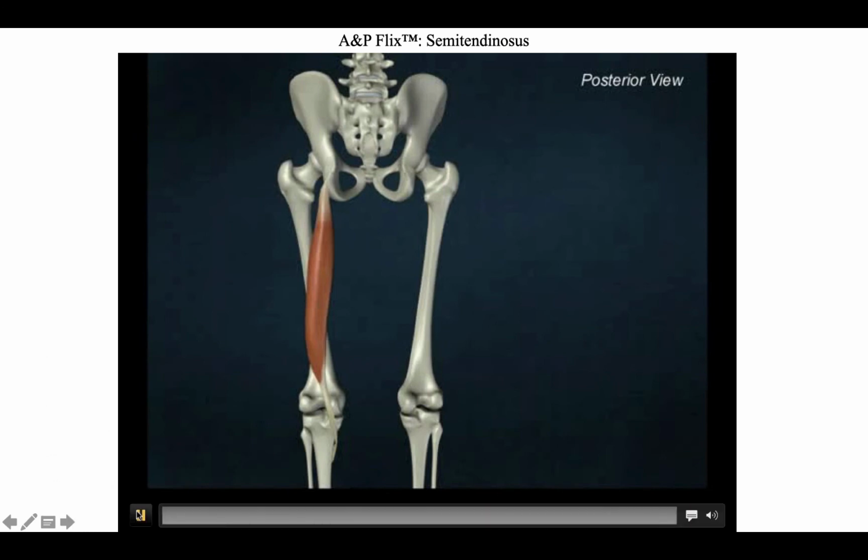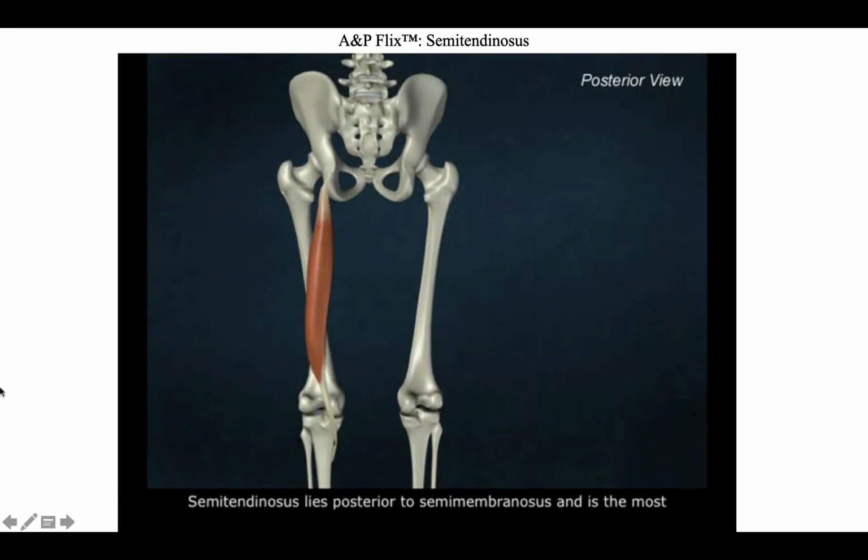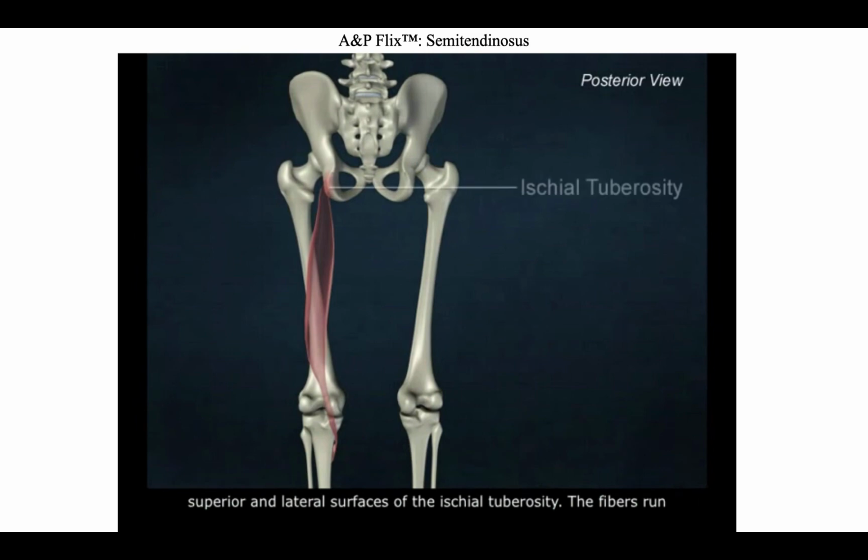Okay, next muscle. Semitendinosus lies posterior to semimembranosus and is the most superficial member of the muscle group located in the posterior thigh, known as the hamstrings. The origins of semitendinosus are by a common tendon with the long head of the biceps femoris from the superior and lateral surfaces of the ischial tuberosity. The fibers run inferiorly to insert onto the medial surface of the proximal tibia.